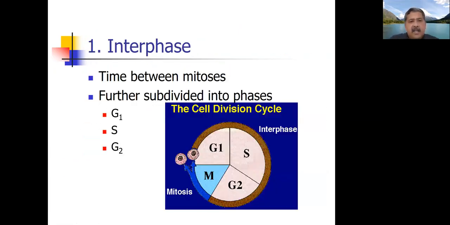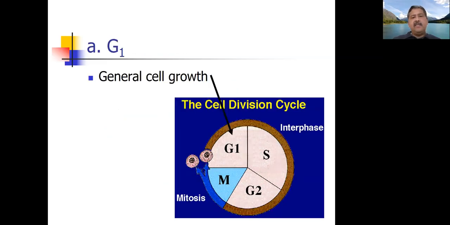Now let's take a look at the interphase in particular. Interphase is the time between mitoses. It's most of the cell cycle. It's been likened to, if the cell cycle is 24 hours, then interphase is 23 of those 24 hours. It's the time between mitoses, and to further our study, we further subdivide the stage of interphase into different phases.